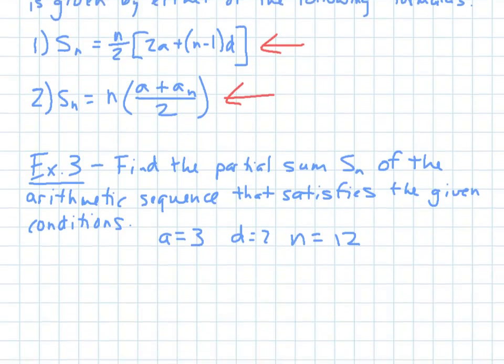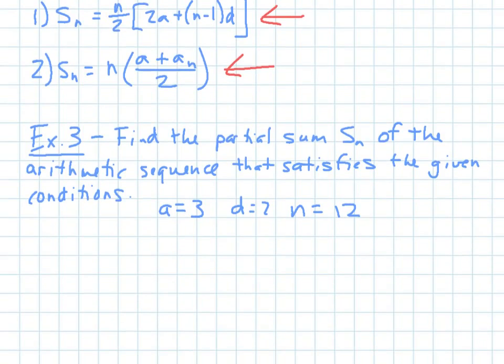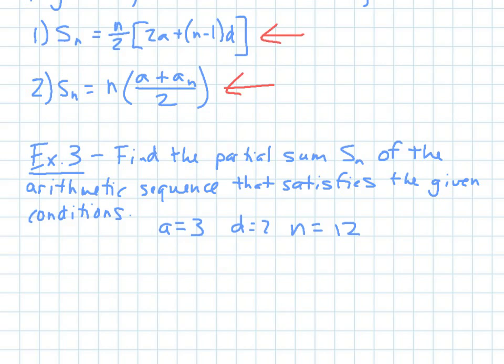Okay, so like example 3, here they want us to find the partial sum s of n of the arithmetic sequence that satisfies the given conditions. So I'm given that a is 3, d is 2, and n is 12. So here, looking at my equations, I'm not given the a sub n term, so the second formula would probably not be the best thing to use. So the first one would probably be the easiest because all I need is n, a, and d. So I'm just going to use that one.